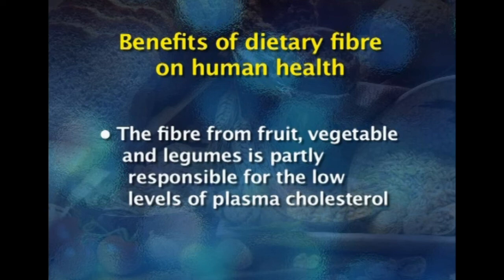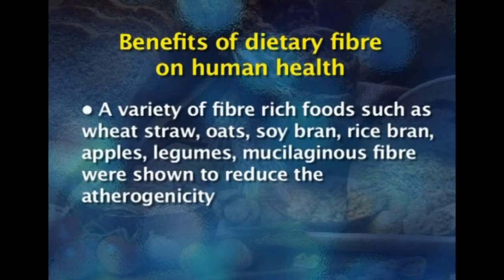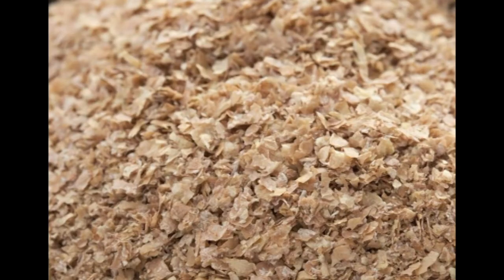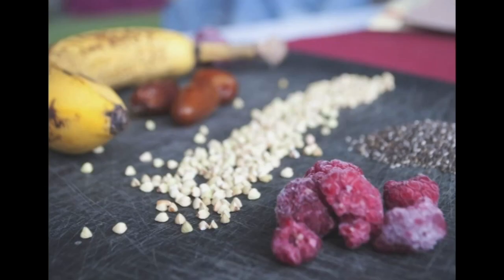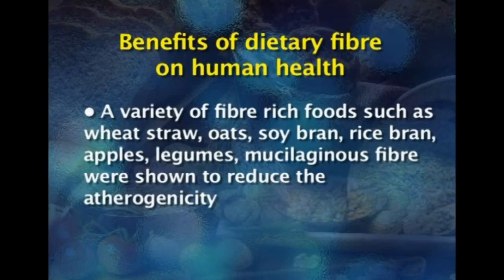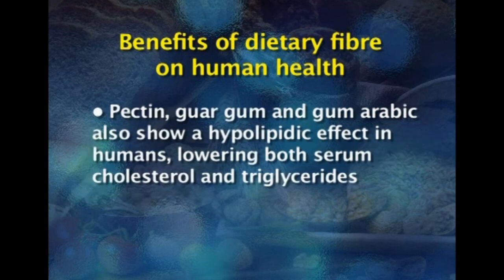of plasma cholesterol. Scientists in various retrospective studies observed an inverse relationship between cereal fiber intake and death from coronary vascular diseases. A variety of fiber-rich foods such as wheat bran, oats, soy bran, rice bran, apples, legumes, mucilaginous fiber were shown to reduce the atherogenicity of semi-synthetic diets with or without added fat and sterol. Pectin, guar gum and gum arabic also show a hypolipidemic effect in humans, lowering both serum cholesterol and triglycerides.